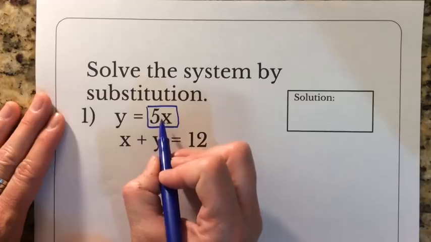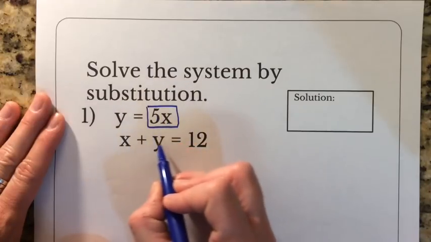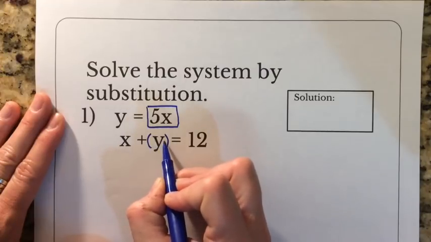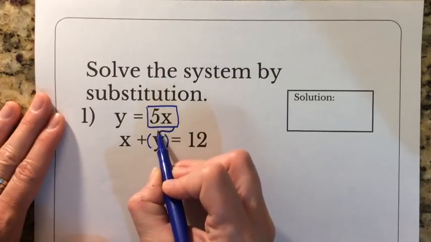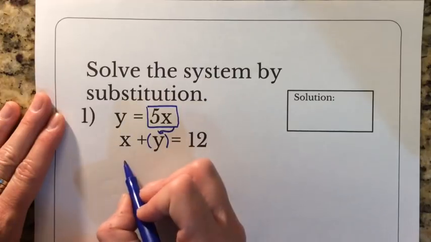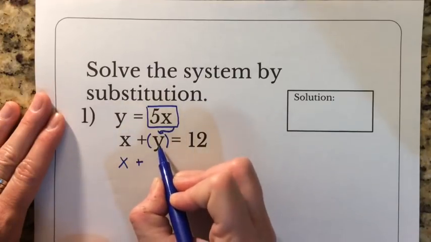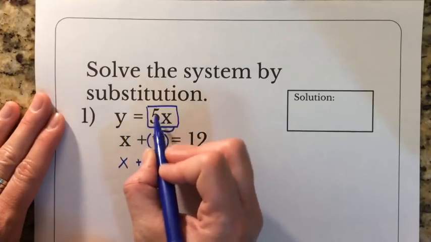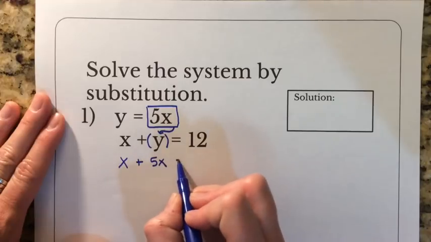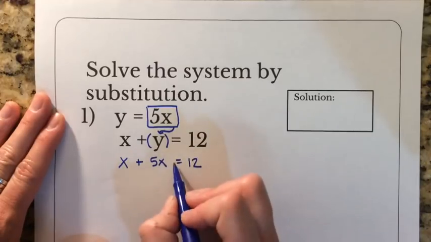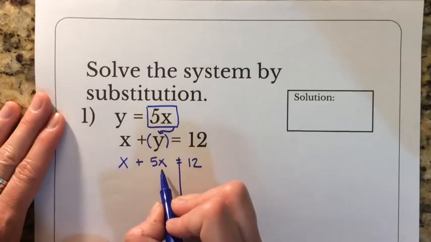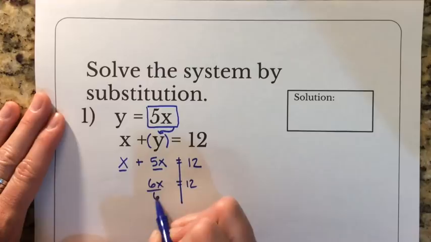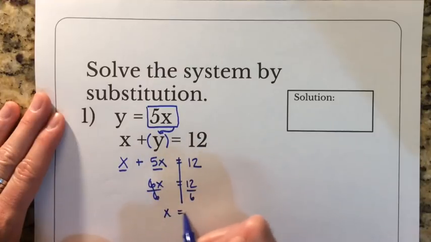Because y is the same as 5x, I can go to the other equation and replace this y with a 5x. Okay, so I'm just going to replace this y with 5x and rewrite it. So instead of y, I'm going to call it 5x. Because remember, y is 5x. Now, I have one equation with one variable. X plus 5x is 6x. And I'm just going to solve for x.